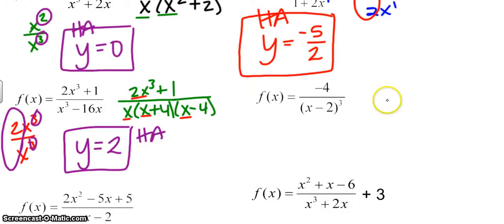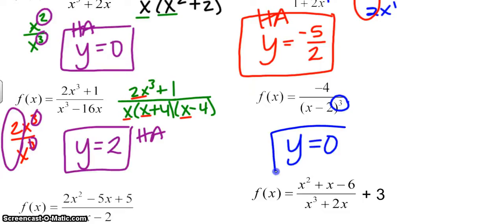Here, if I write this out 3 times over, nothing's going to cancel. Looking at the power of the bottom, it's much higher than the power of the top. So this is bottom heavy, and we're going to have a horizontal asymptote at y equals 0.